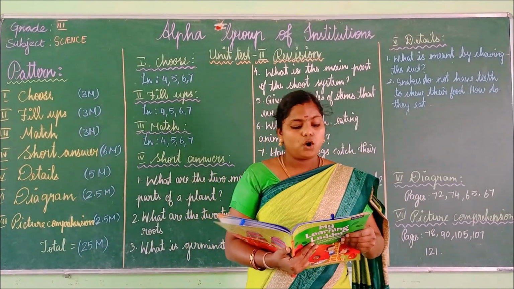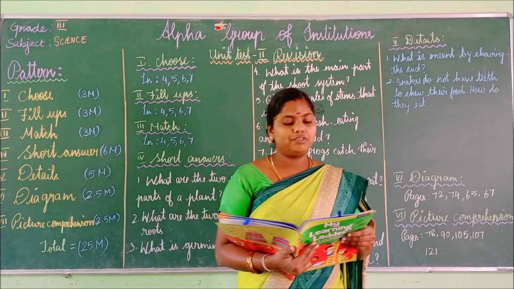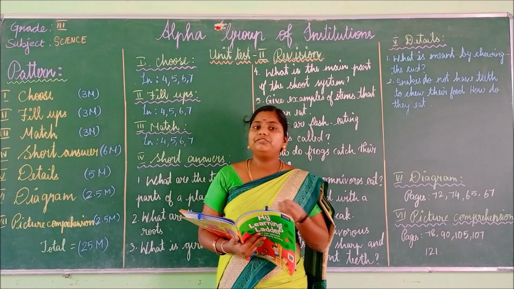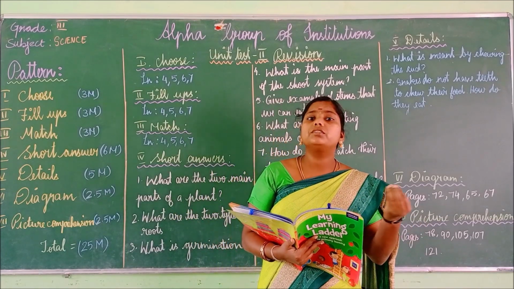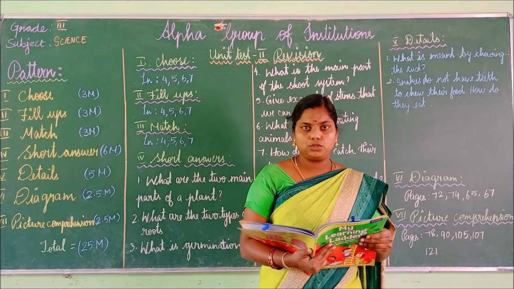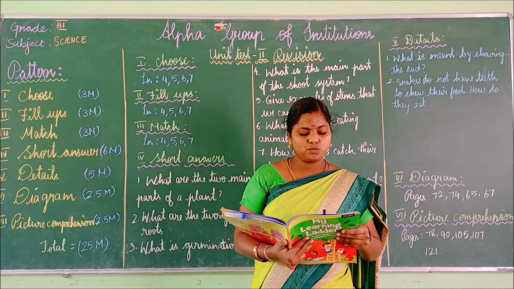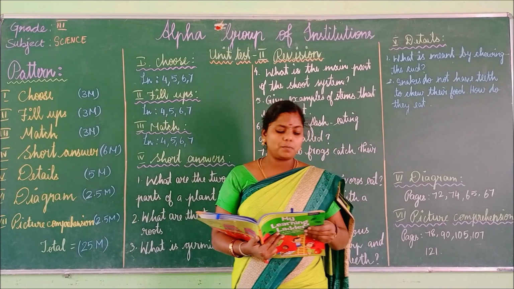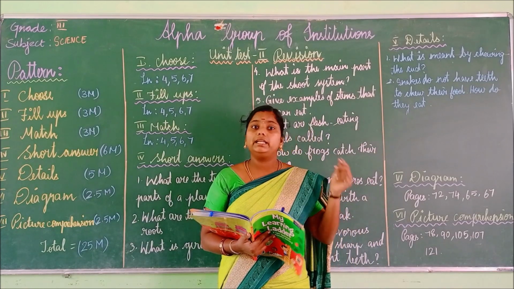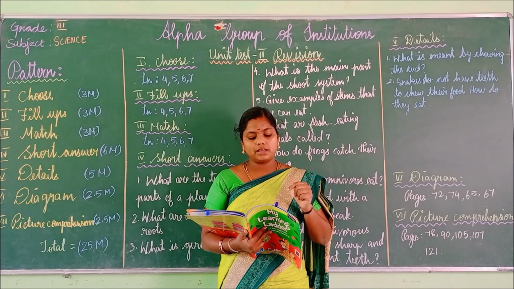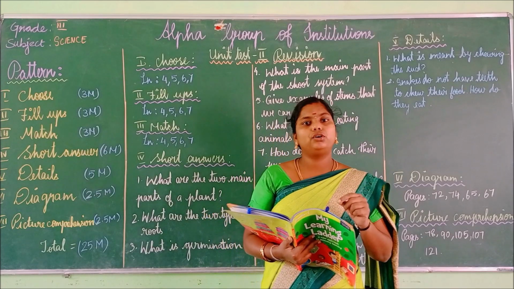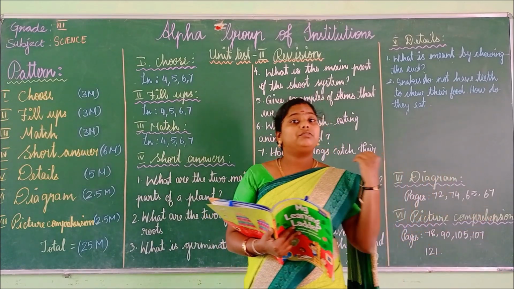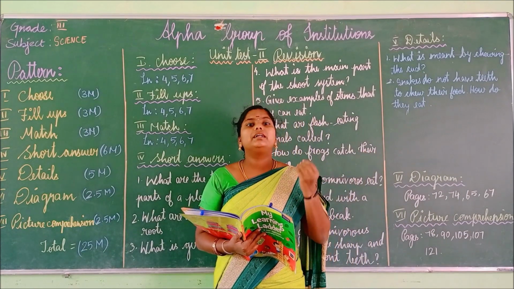Fourth one. What is the work of a flower? So we said that root will absorb water and minerals. Leaf will make food. So what is the work of these flowers? I will give you the options. Absorb water, reproduction, make food. The first option, absorb water, means it is the root. And the last option, make food. So preparing food is the work of leaves. So the flower, what is the work of flower?